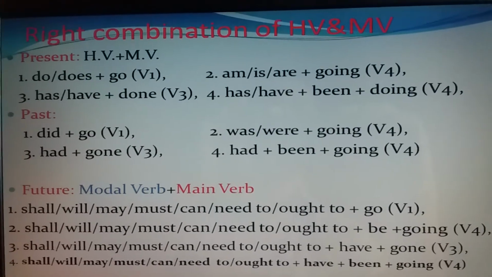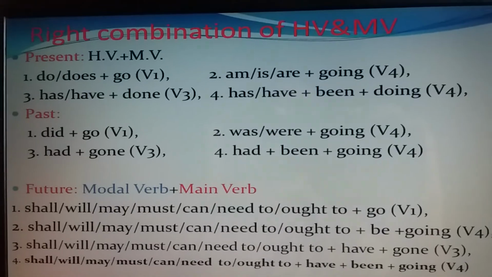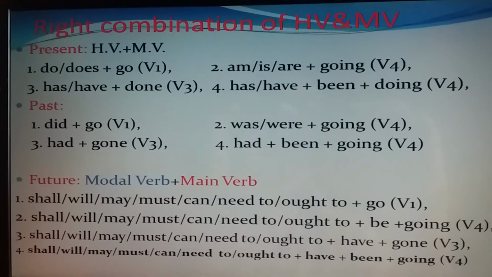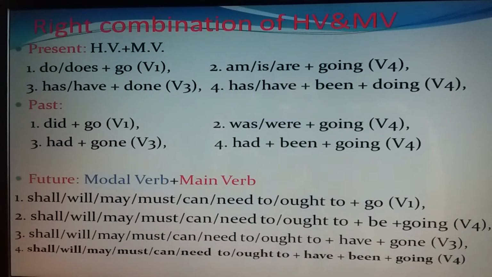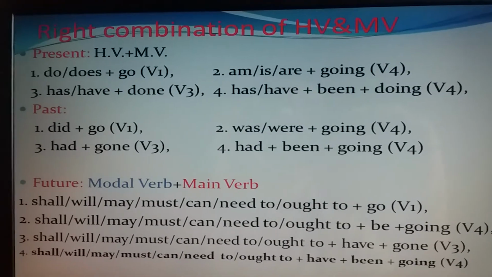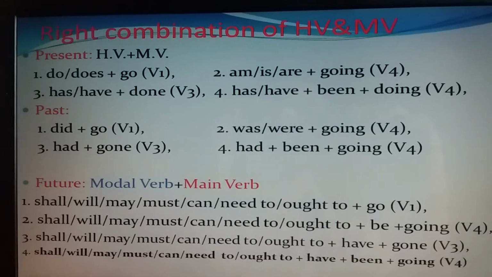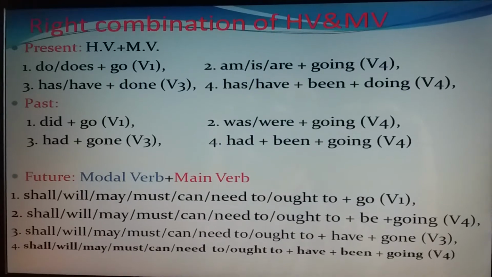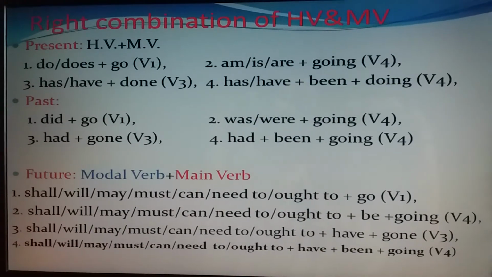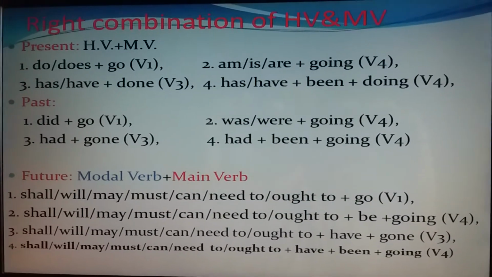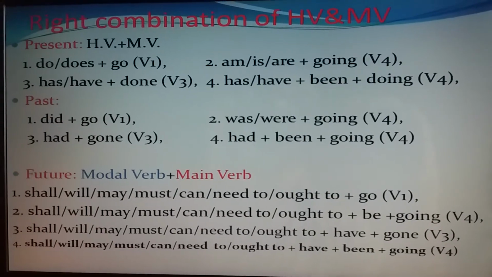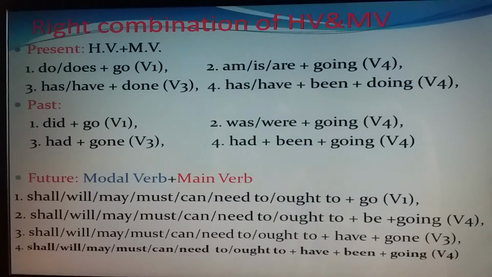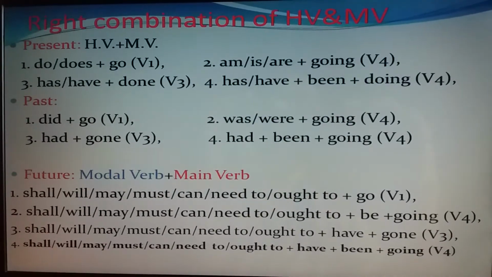In the same way, in the past, the second part here, was or were plus going. That is the right combination. And had plus gone, the third one. The fourth one in the past is had plus been plus going. And in the future, there is no future verb form in English. So that is the reason we will take modal verb plus main verb. What are the modal verbs? Shall, will, may, must, can, need to, ought to, plus V1, the present verb.